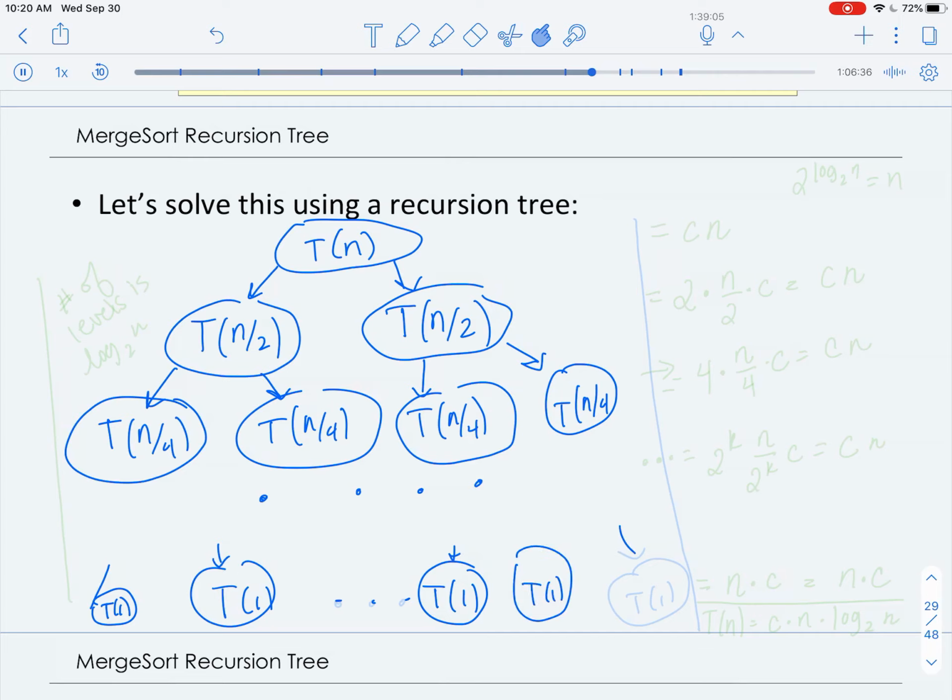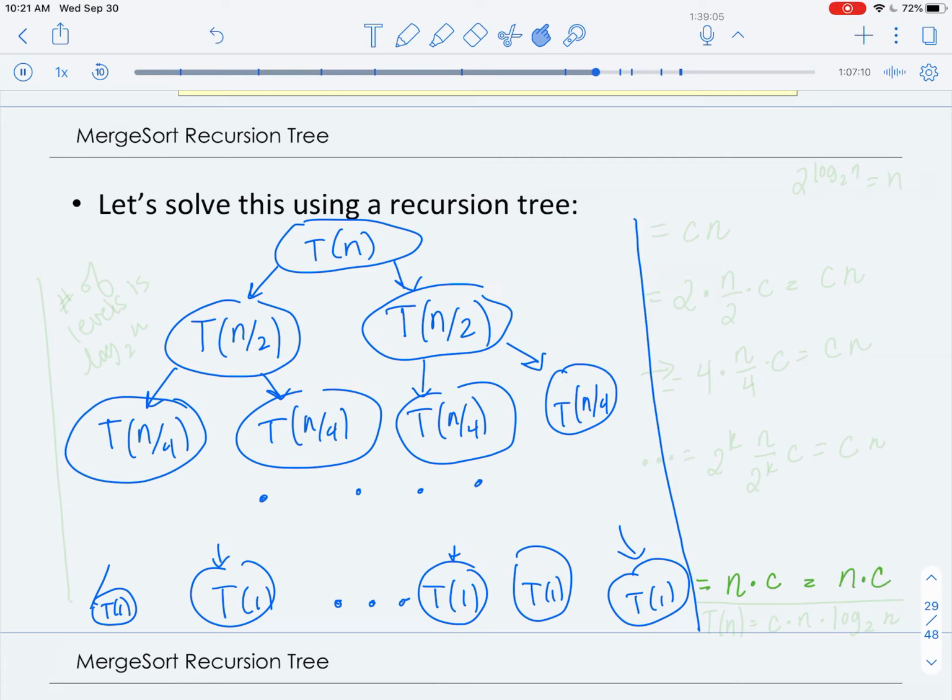Okay, so once we have our tree, and we should have n of those, we want to add up the work that is done on each level of the tree. And I'm going to change to green for this. So on this level, we're doing a constant amount of work, but there will be n nodes. So we're going to have some constant amount of work times n, 1 for each of those. So we're going to get our nc term here.